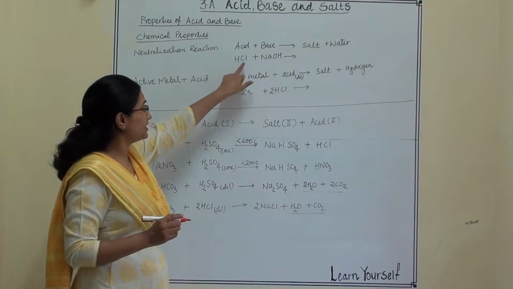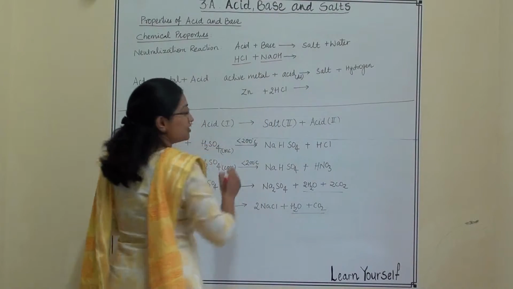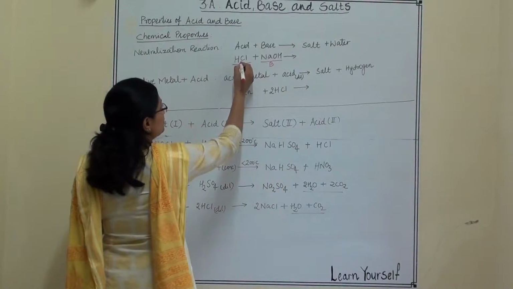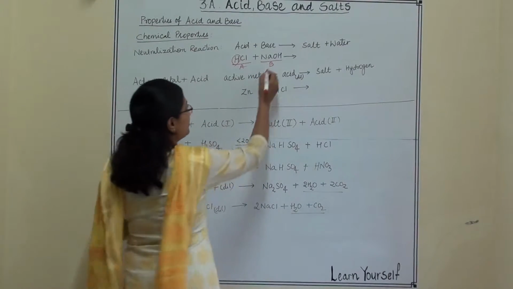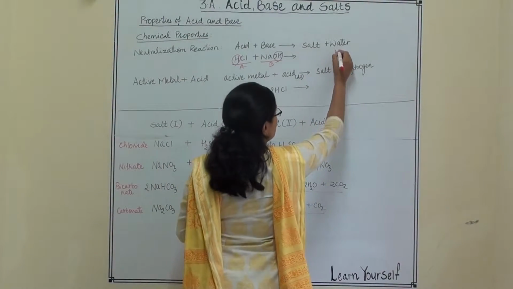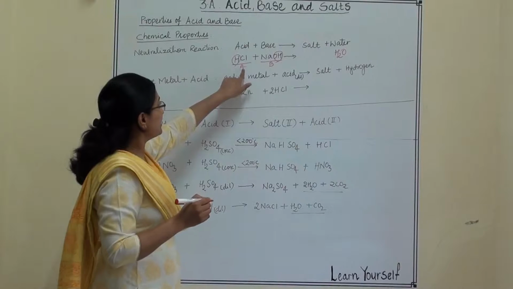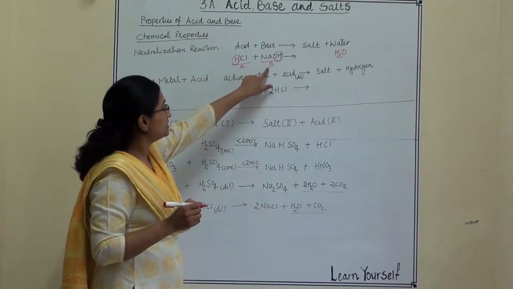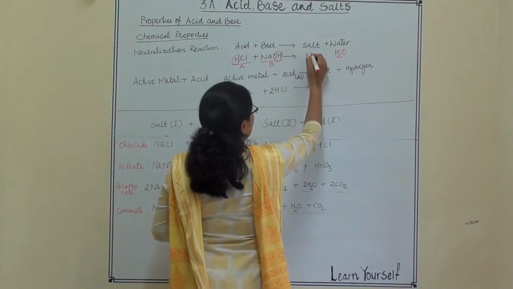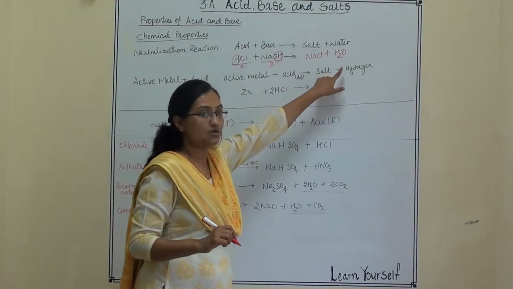So here, hydrochloric acid and sodium hydroxide. Whenever any reaction has two reactants, reactant A and reactant B, reactant A's positive radical will react with reactant B's negative radical. So it gives us H plus OH minus, which gives us water. And reactant A's negative radical will combine with reactant B's positive radical. So it will become NaCl, salt. So like this they will give us salt plus water.